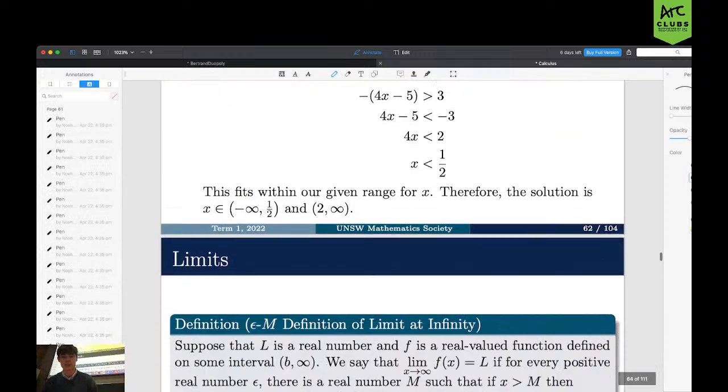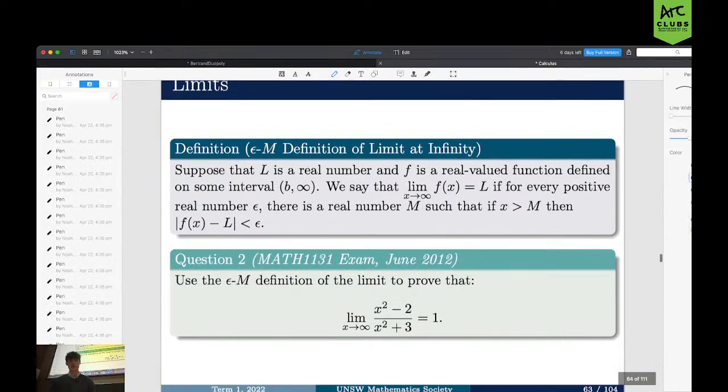So let's go ahead and move on to a little bit more of a challenging question. We're going to be talking about the epsilon-M definition of a limit at infinity. The definition reads: suppose we have L as a real number, and f is a real valued function defined for some interval from b to infinity. Then we can say that the limit as x approaches infinity equals L if for every positive number epsilon, there exists a real number M such that for all x greater than M, the function is within epsilon of the limit. I'll quickly draw a diagram to illustrate this a little bit better.